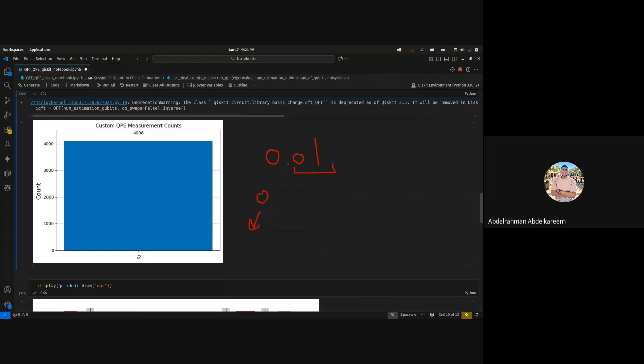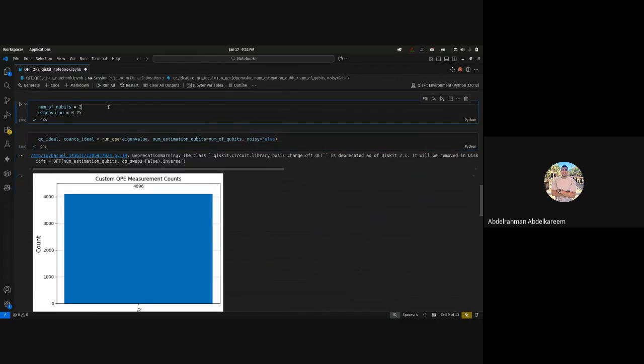0 is mapped to 0, 0, and 1/4 is mapped to 0, 1. 2/4 is mapped to 1, 0. 3/4 is mapped to 1, 1. So after the measurement, I see that I have got 0, 1, which means the eigenvalue must be 1/4. This is how the estimation is done.